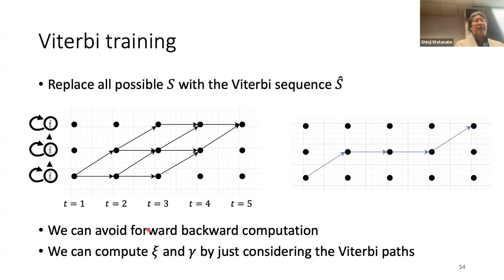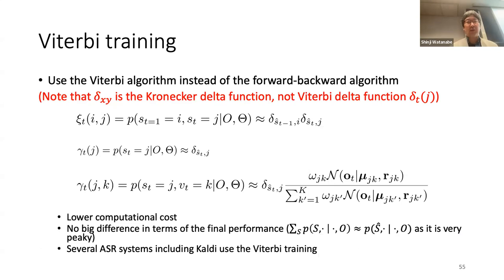We explained the forward-backward algorithm, the forward-backward computation to consider all possible summations, but this part is replaced with the Viterbi algorithm, the Viterbi path. Forward-backward considers all kinds of paths, and in the Viterbi case, we only consider the one path that is obtained by the Viterbi algorithm. And then the algorithm becomes simpler.